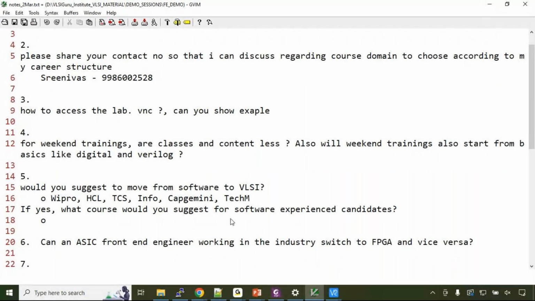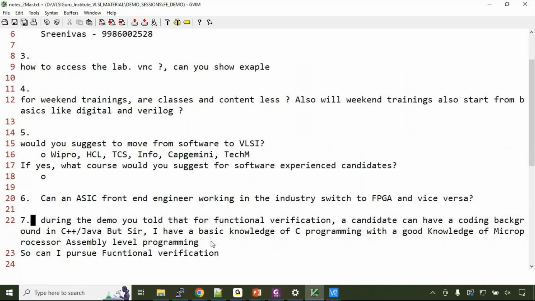Can an ASIC front-end engineer working in the industry switch to FPGA, or vice versa? It is very much possible. Just that before switching, you have to gain that expertise. You have to gain FPGA system design expertise. It is possible.